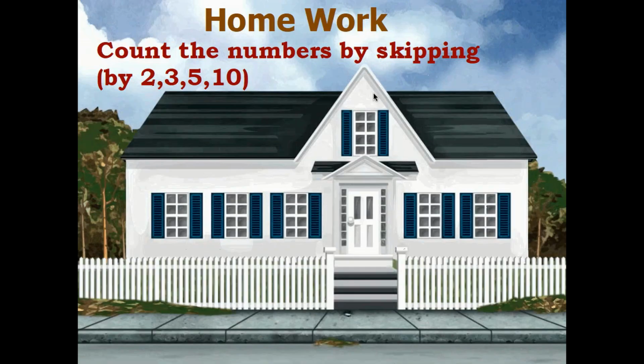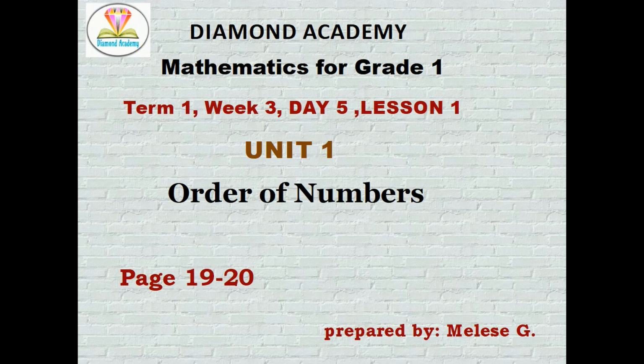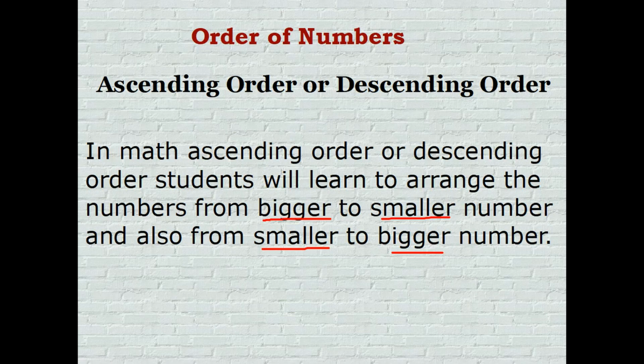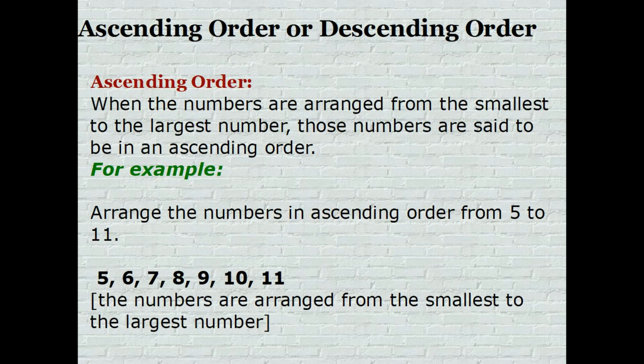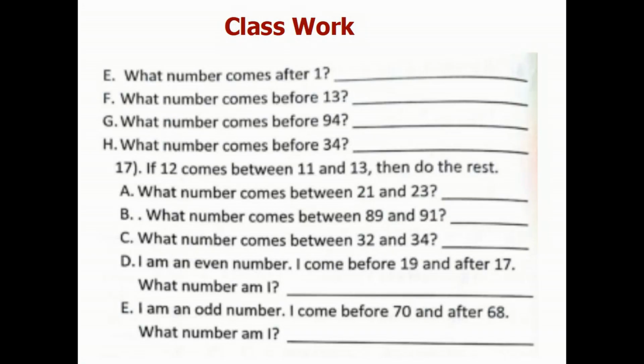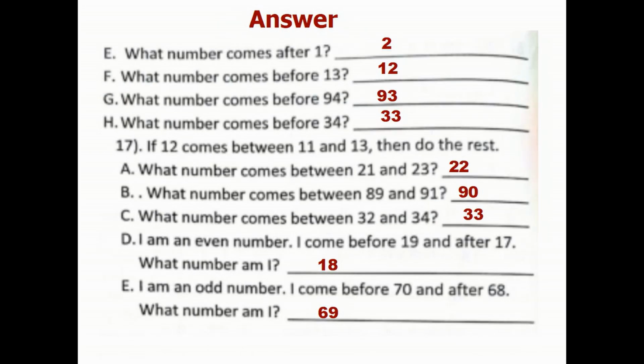Finally, I have one additional exercise for you. Before that, let's summarize and recap what you have seen earlier. As I told you, we have seen what order of a number means, ascending, descending, when you say increasing or decreasing. And also we have seen order of numbers, and we have seen skip counting, and also even and odd numbers.